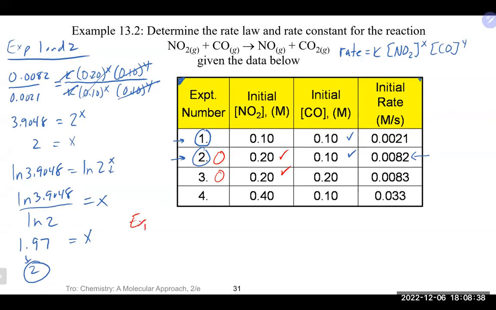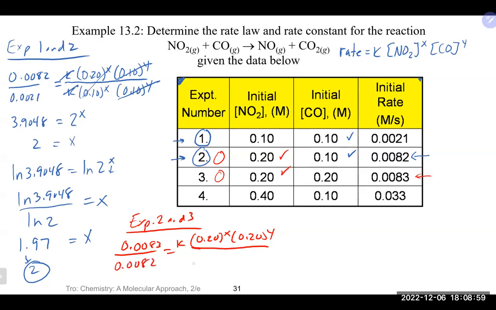So looking at experiments 2 and 3 here, I'm going to pick this guy and put it up on top. So 0.0083 equals K, 0.2 to the X, 0.2 to the Y, divided by all the information from number 2, 0.0082 equals K, 0.2 to the X, and 0.1 to the Y. In this case, pretty much a 1, just a little bit over 1, but pretty darn close to 1. So you get basically 1.01, which at this point I'm just going to round to 1.